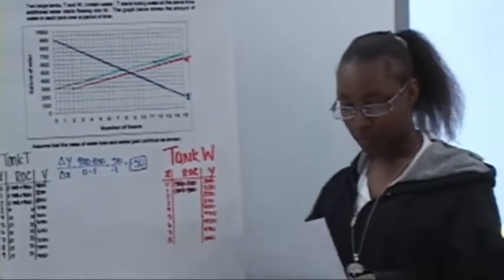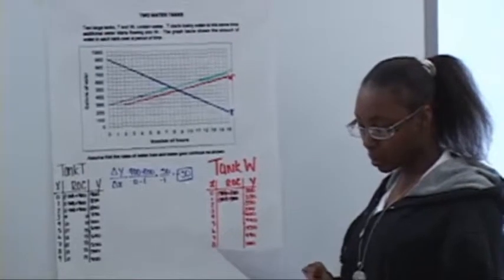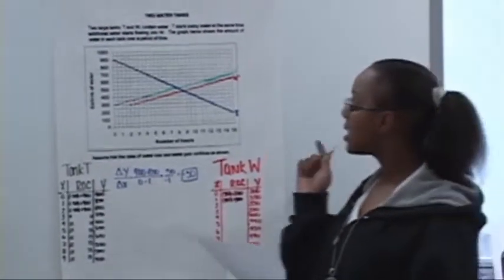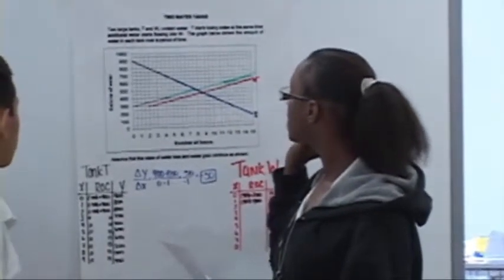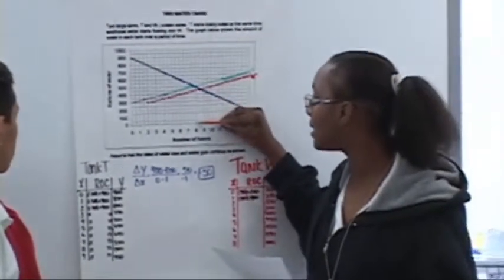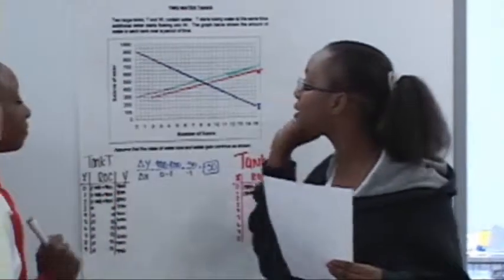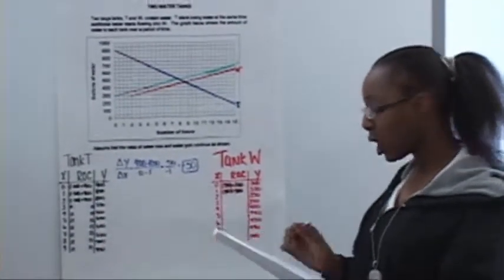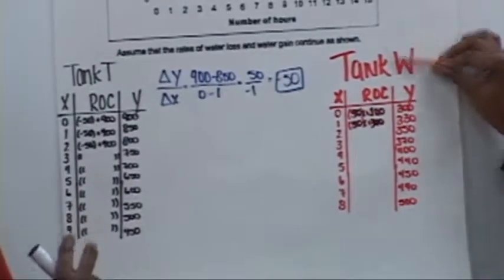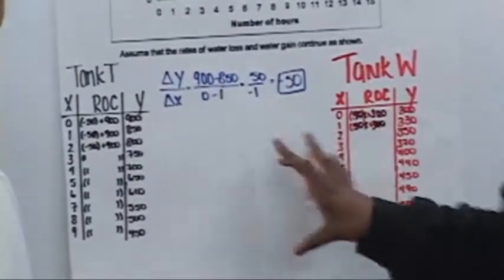Okay, it says, when will the 2 tanks contain the same amount of water, and how much water will be in each tank at that time? You've got to see where the lines meet, which will be 8 and 500, but we had to show our work, so we did the 3-column process on both tanks. And we showed our work, I can see that.